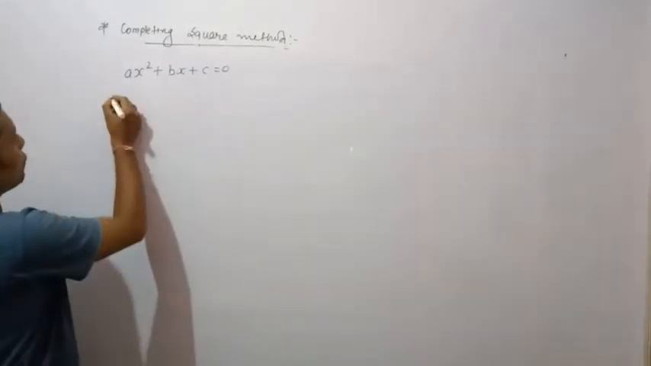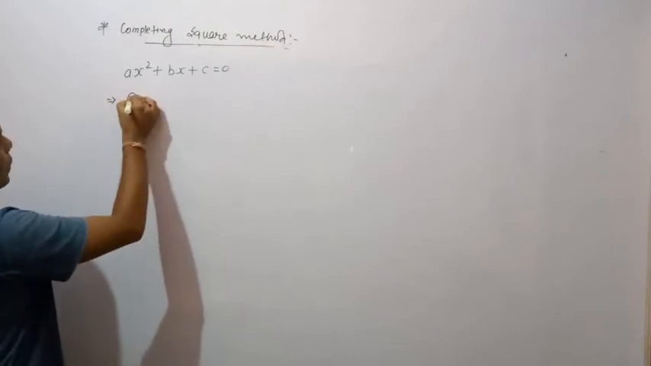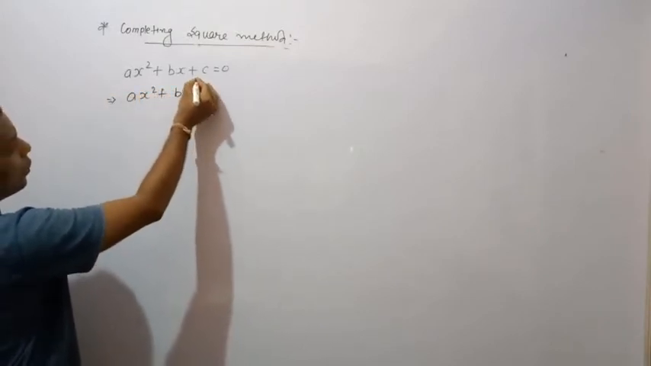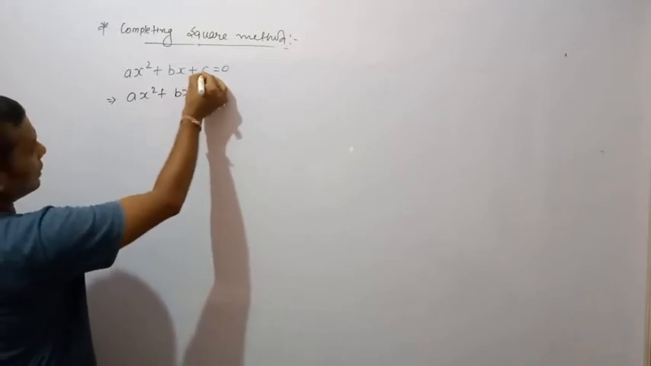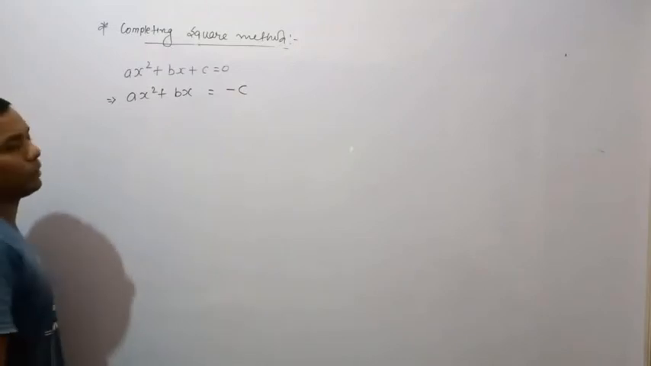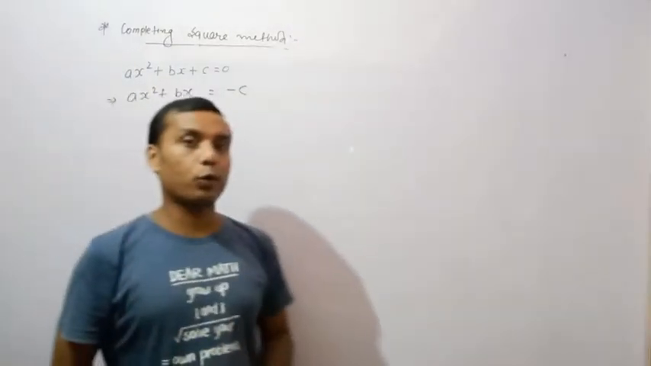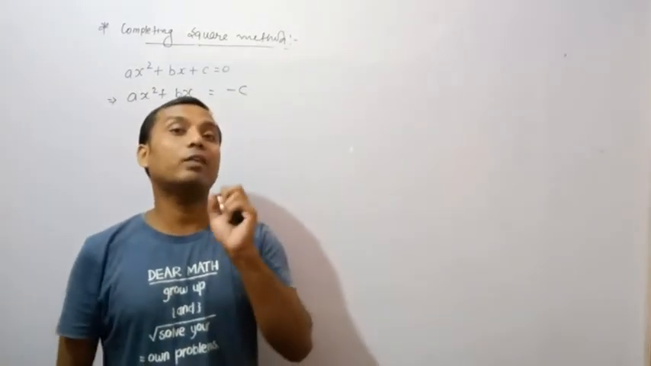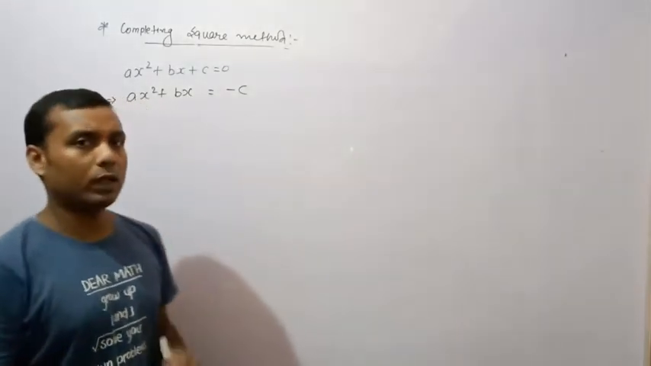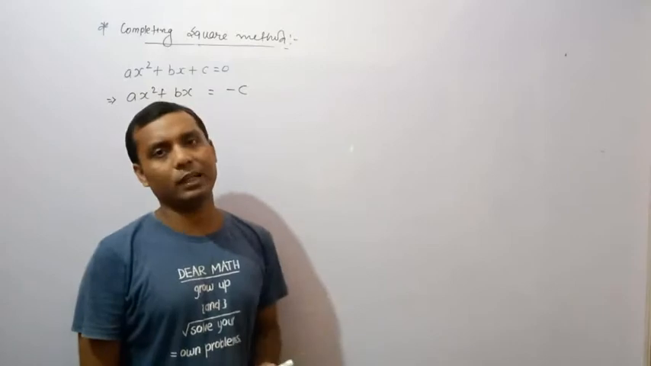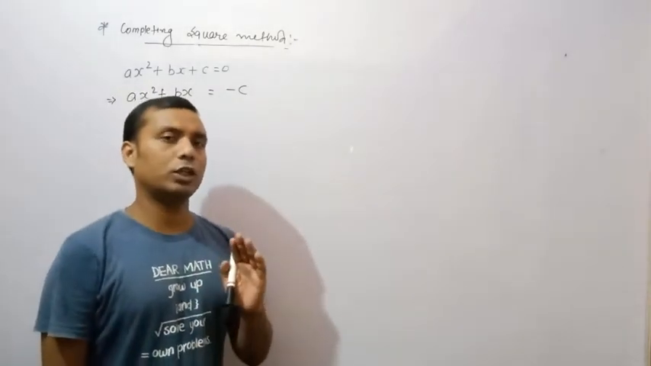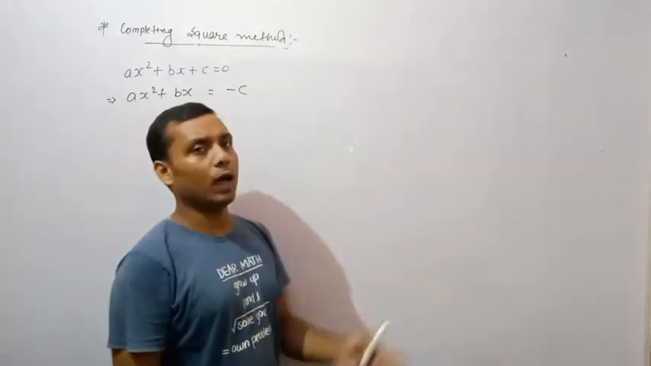For that, first of all, students, we interchange the constant to the RHS. C is the constant over here. When you interchange, we will have minus C. In the first step, we have interchanged the constant to the RHS. Whatever the numerical data we have, we will do the same thing. We will first of all interchange the constant to the RHS.